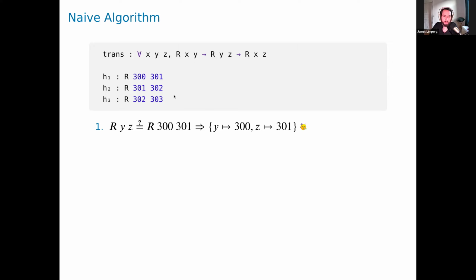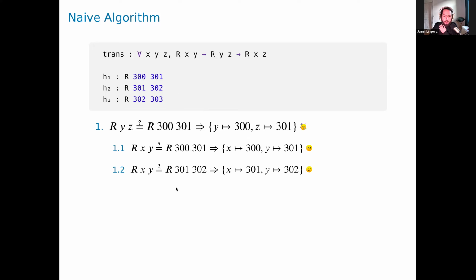And again, we would match it against all the hypotheses, right? So we would match against R 300 301. We will get a substitution. So that's fine. However, the Y here is a different one than before. Here we have 300. Here we have 301. So that doesn't work. Okay, we try a different hypothesis.